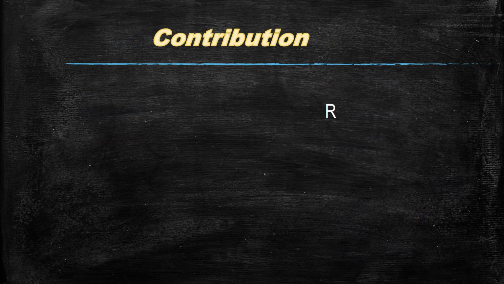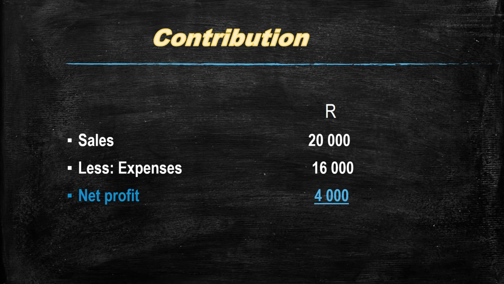So before we can look at contribution, I want us to look at how we calculate the net profit. Typically in this example, we have our sales at 20,000 less our expenses of 16,000 and a net profit of 4,000, right? Now the important part here is that our expenses include our fixed expenses and our variable expenses. So when we're calculating net profit in this way, we don't really distinguish between the fixed expenses and the variable expenses when we arrive at net profit.